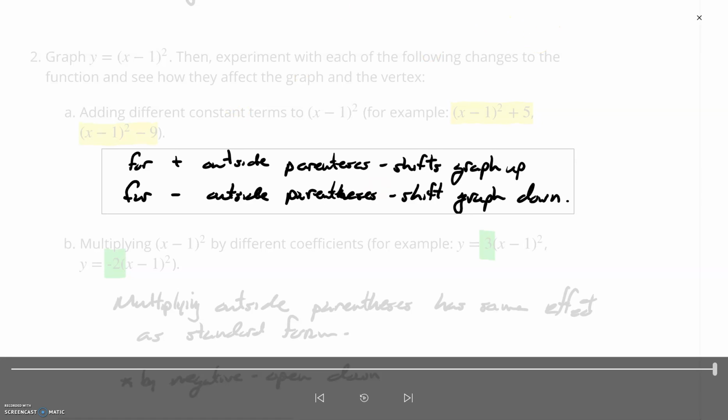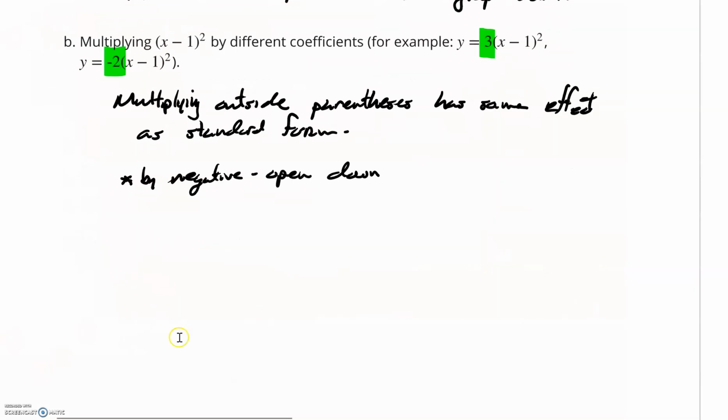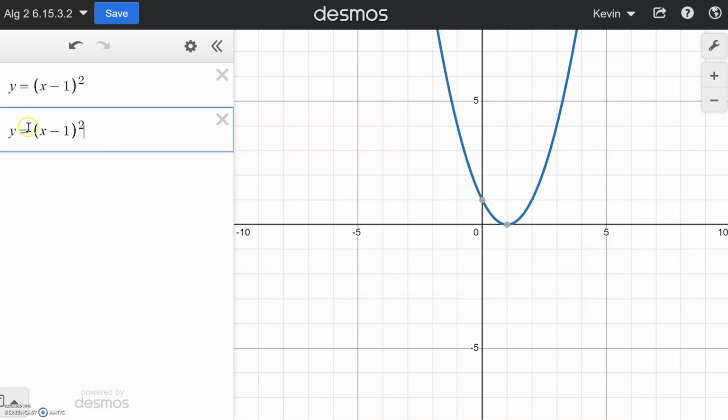Okay? Now, we also want to see what happens when we multiply by different values. So if I go to this blue graph, what if I multiply in front of the parentheses by 3? Look what happened. It made it skinnier, just like in the standard form. When we multiplied by numbers, it made the graph skinnier because it's growing faster. What if I multiply by 5? It's even skinnier. Okay? What if I multiply by a fraction, 0.5?